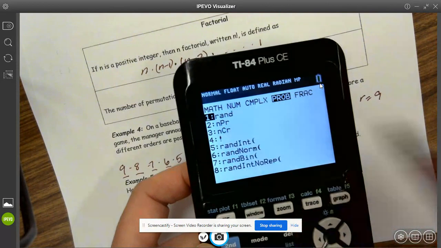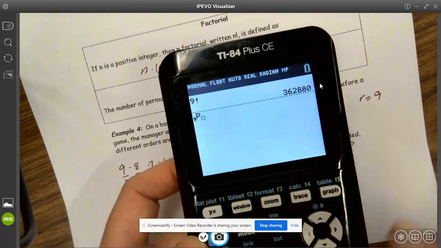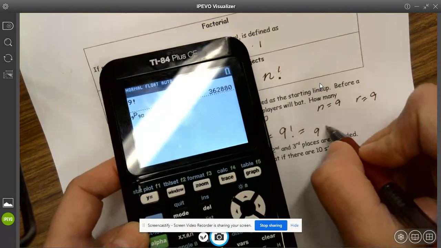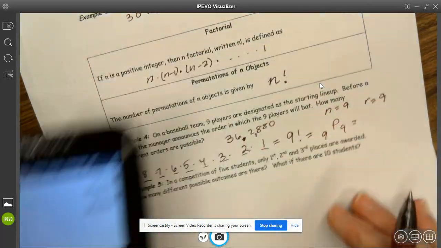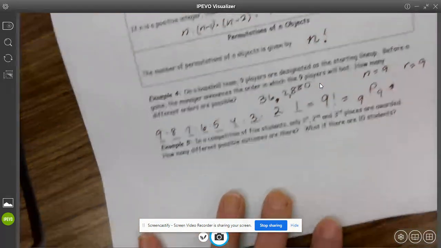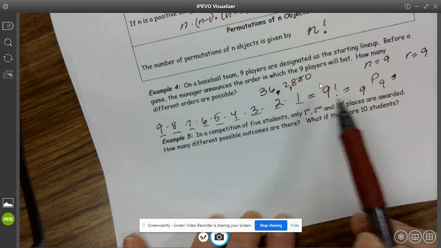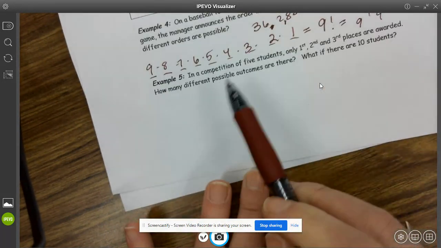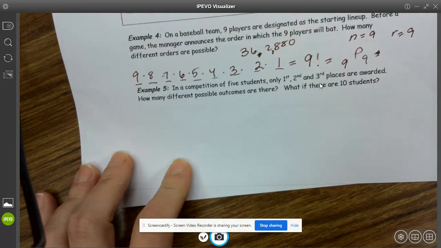Or you could do 9, probability button, and nPr for permutations, where n is how many you have and r is how many you're taking. I have 9 and I'm choosing to take 9. You should get the same thing. Yep. Okay, so there's 3 different ways you can do it: logic, factorial, formula.